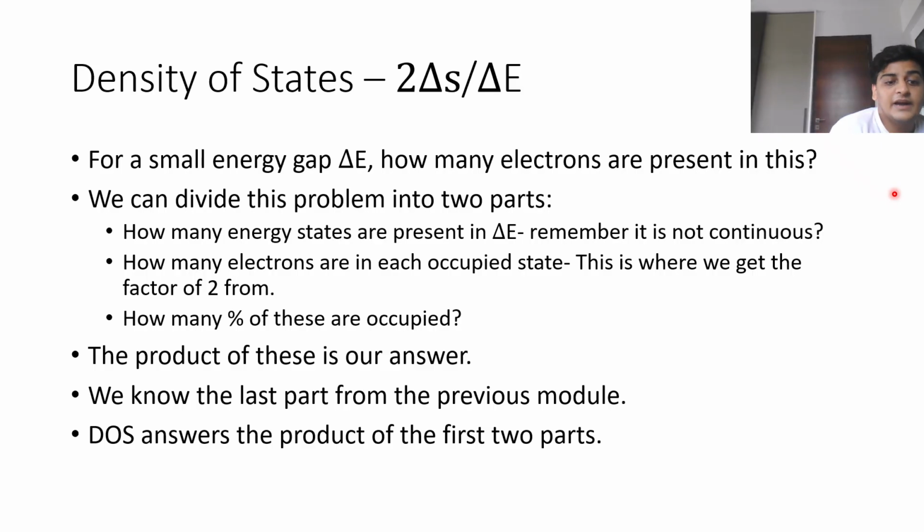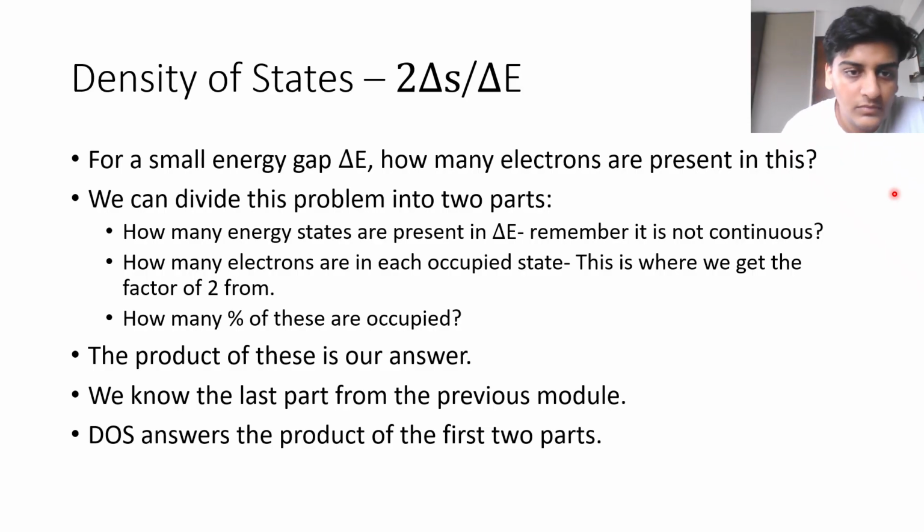The end goal, I'll reiterate, is to find the number of electrons in a band. So just take a small energy gap in the band, find out the number of electrons in that, and then integrate to find out for the whole band, right? Now, I'll just again reiterate, how do we find the number of electrons in this band delta E?